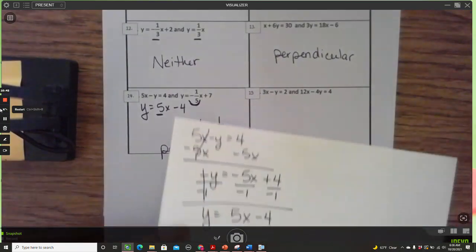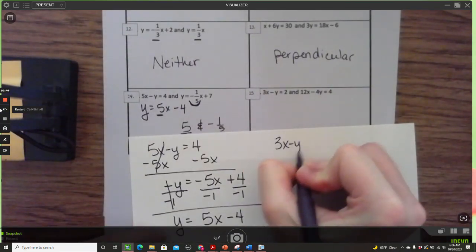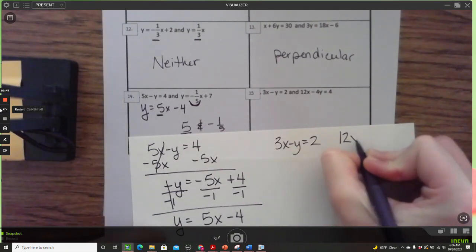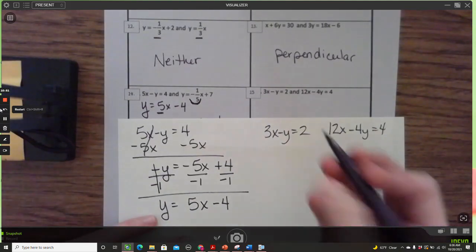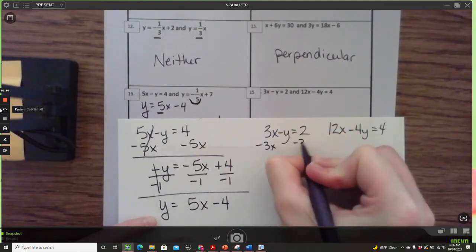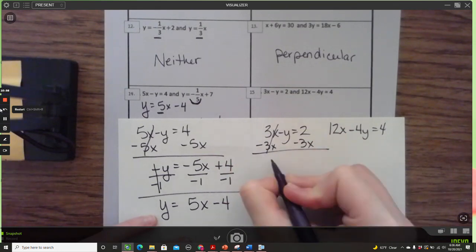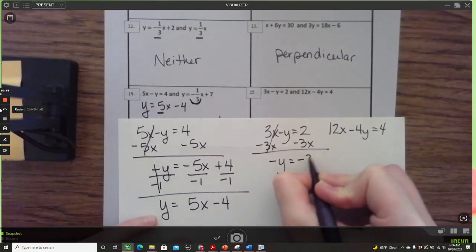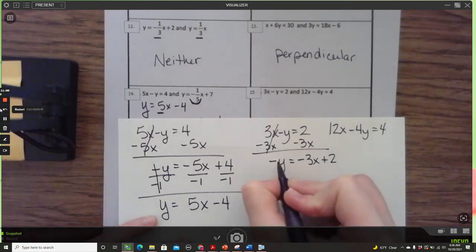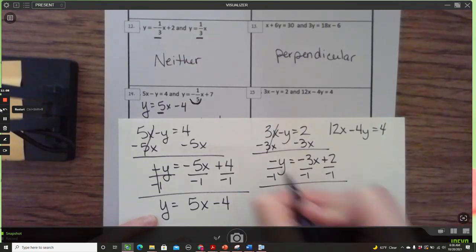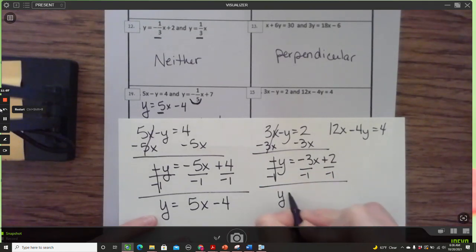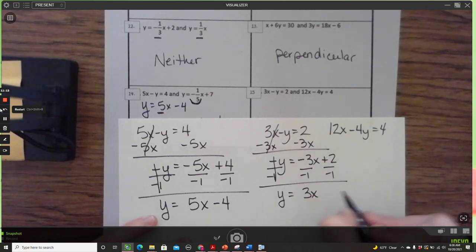And then the last one here, so 3x minus y equals 2, and 12x minus 4y equals 4. All right, so we want y by itself. So we're going to subtract 3x from both sides. Negative y equals negative 3x plus 2. I need to get rid of this negative, so I'm going to divide everything by negative 1. So that cancels that negative. Negative 3 divided by negative 1 is a positive 3. 2 divided by negative 1 is a negative 2.